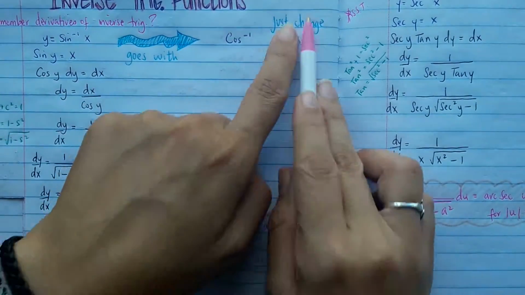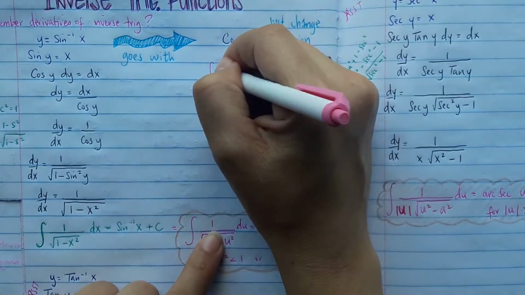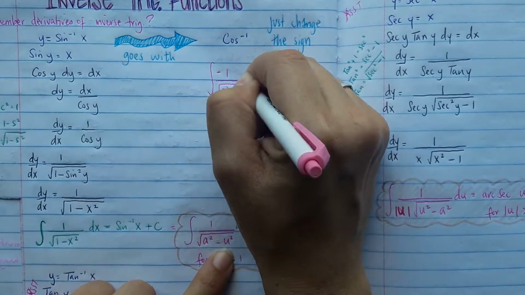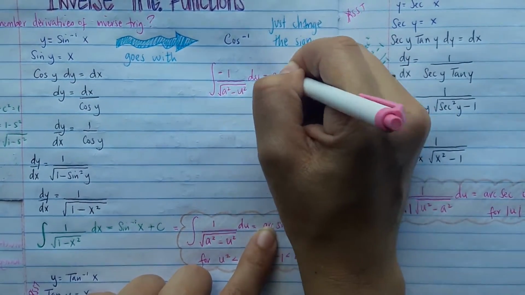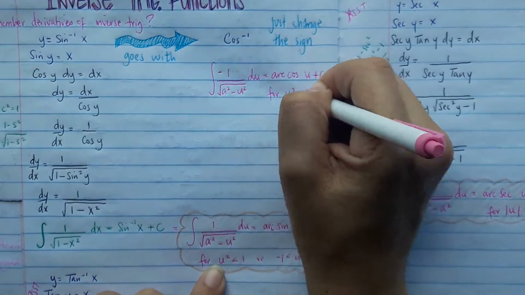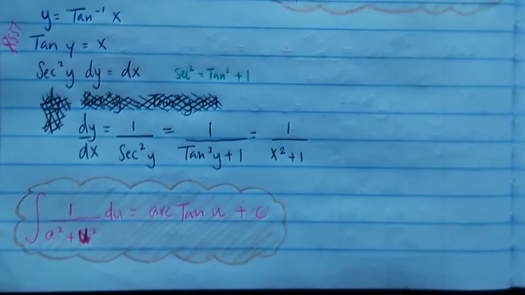The inverse of cosine, so it's negative. So it's the integral of negative 1 over the square root of a squared minus u squared du, and that's going to give you arc cosine u plus c. And again, for all u squared less than 1. So basically the same thing, changing the sign.